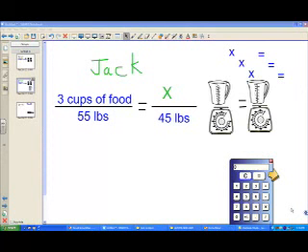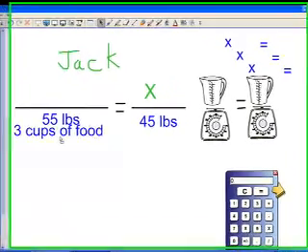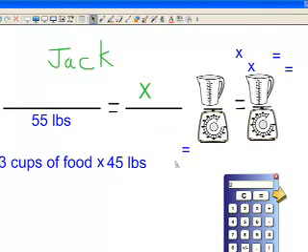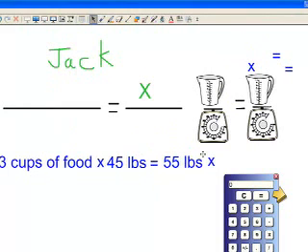There are many different ways to solve Jack's problem, but let's look at one using cross multiplication. I'm going to take my 3 cups of food. I'm going to multiply that times 45. It's going to be equal to 55 times my x.